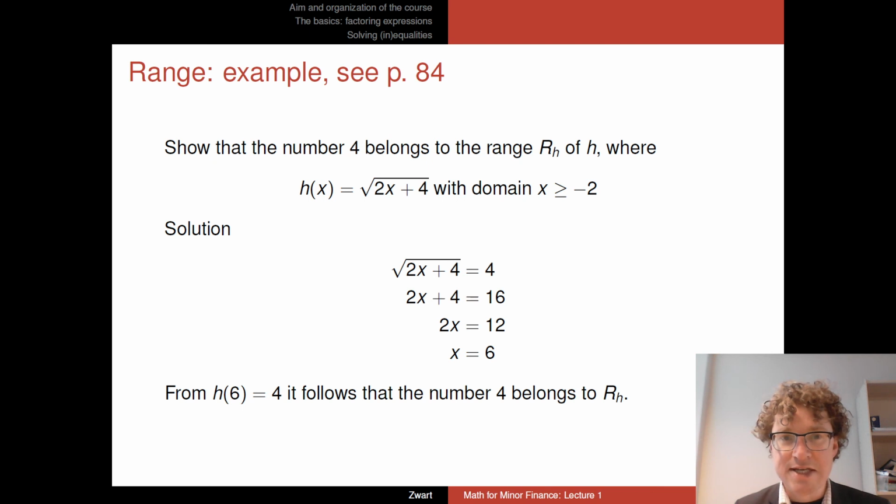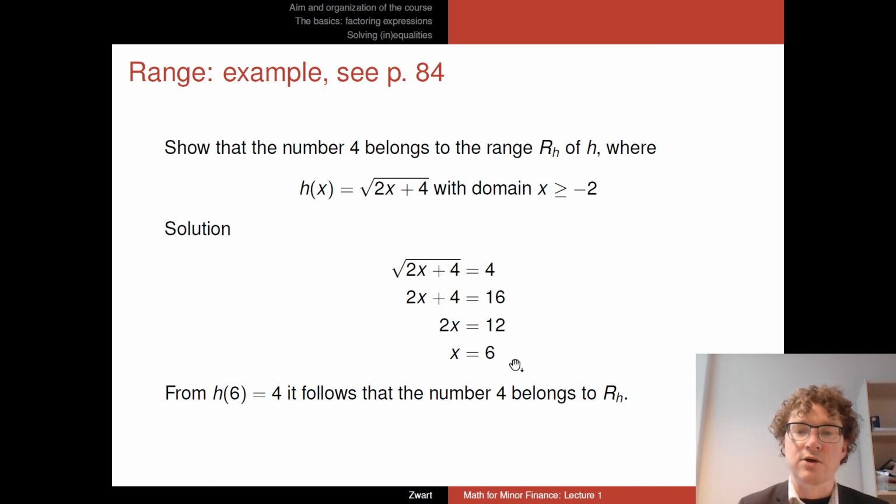And the question is, is the number 4 actually in the range? So is that a possible outcome of this function? How do we verify that? Well, let's check. What does it mean? Is there any x for which, if we plug it into this function, square root of 2x plus 4, we get 4? That's the question. Let's try to solve that by just solving this equation. Let's square it. 2x plus 4 equals, on the right hand side, we also take the square. 4 squared is 16. So 2x plus 4 is 16.